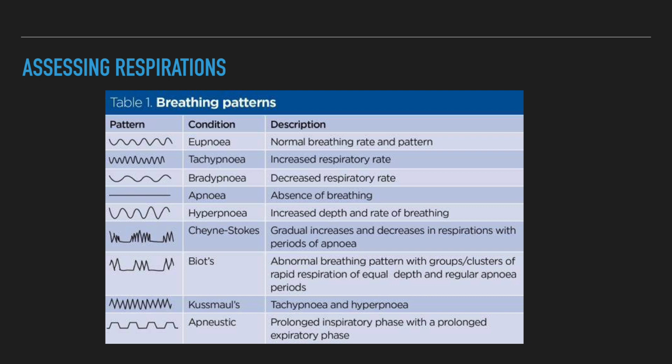Rate. Respiratory rate changes with age. At rest, the normal respiratory rate for an infant is 30 to 60 breaths per minute, decreasing to 12 to 20 breaths per minute for an adult. Tachypnea is an abnormally fast respiratory rate, usually above 20 breaths per minute in the adult. Bradypnea is an abnormally slow respiratory rate, usually less than 12 breaths per minute in the adult.